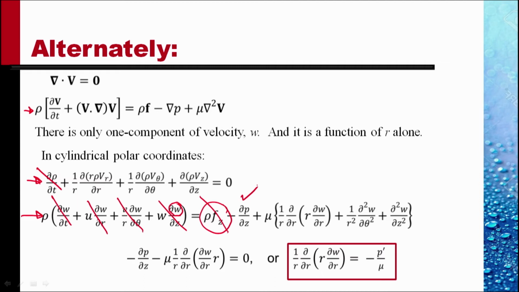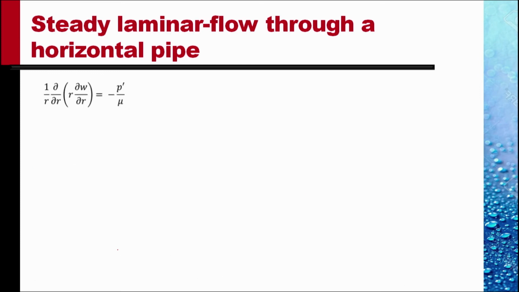Delta P by delta Z remains. This term remains because W is a function of R. This term is 0 because W is not a function of theta. It just does not change in the circular direction, and it does not change in the Z direction. So, this is the only part of the equation that remains. Simplifying, we get this. Now, this equation is handled in the same manner as the corresponding equation for the Couette flow.